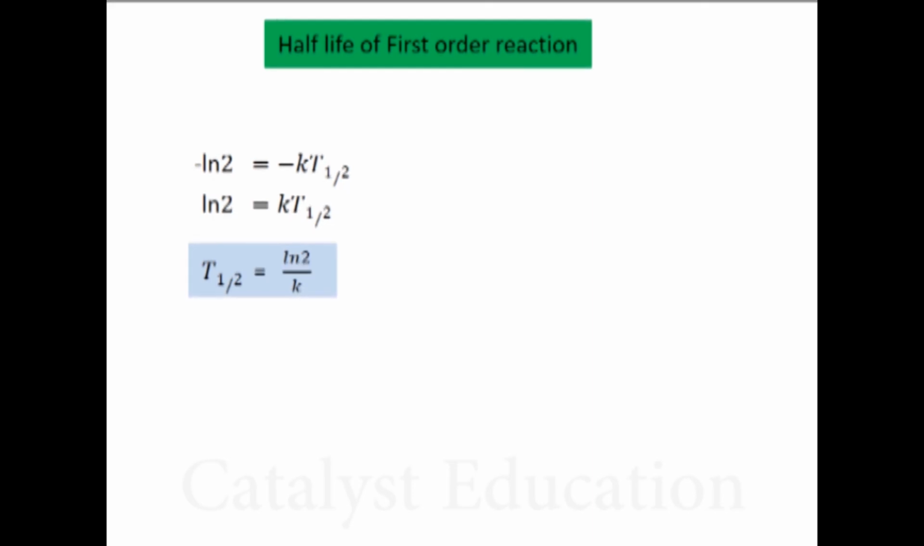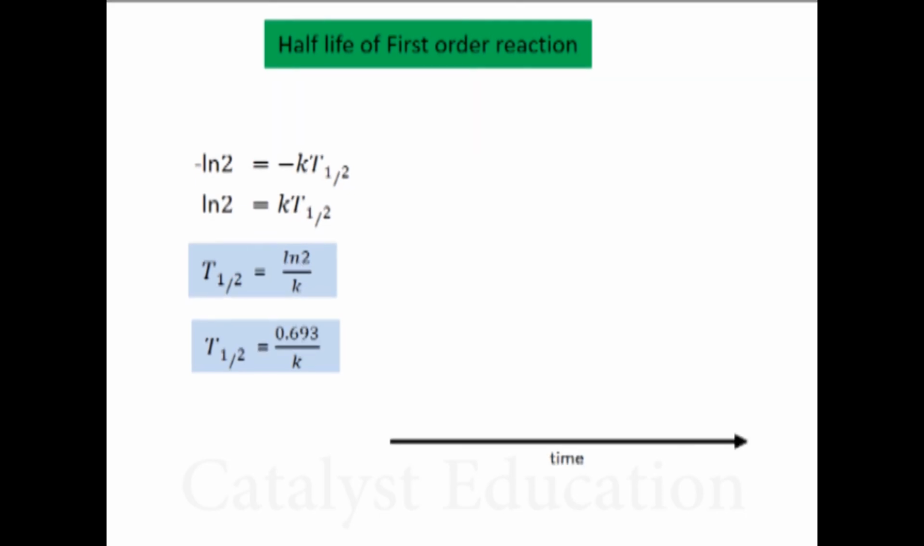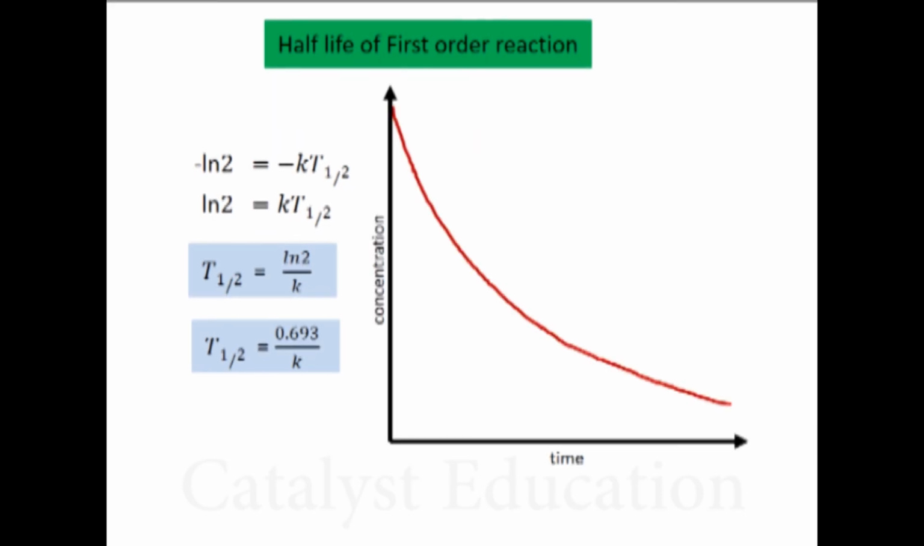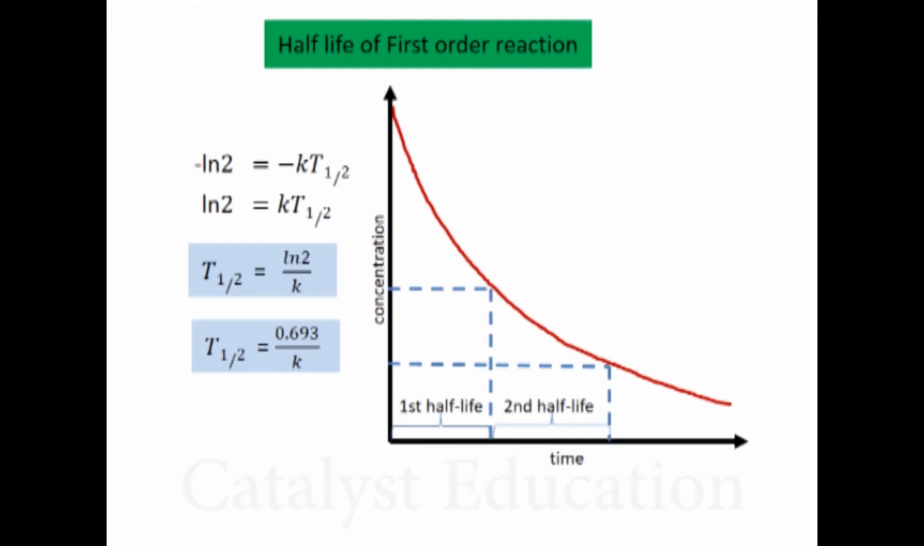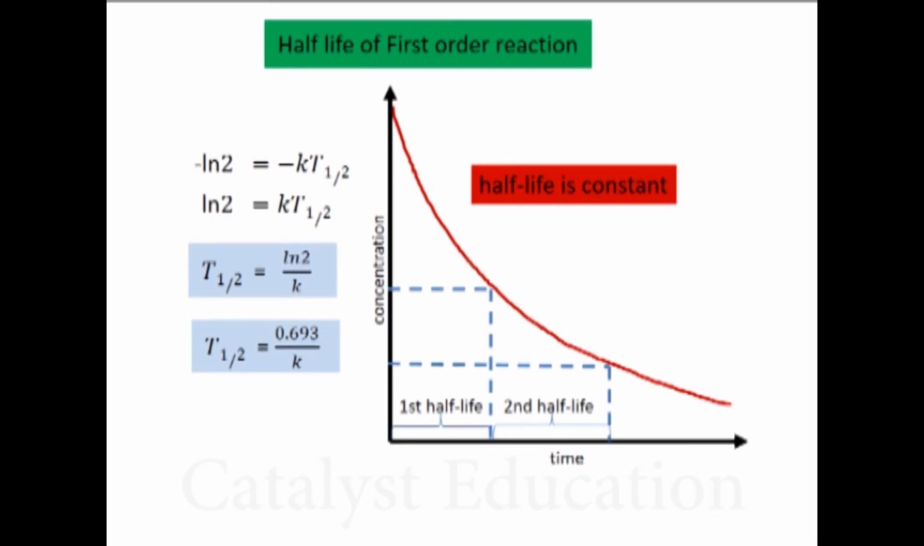Putting the value of ln 2, t half is equal to 0.693 by k. This is the half-life of a first order reaction. This is the graphical relationship, x-axis time and y-axis concentration. From here the first half-life is this one, and the second half-life, these two half-lives are constant. So for a first order reaction, half-life is constant. Please see the next video to understand rate of reaction more clearly.